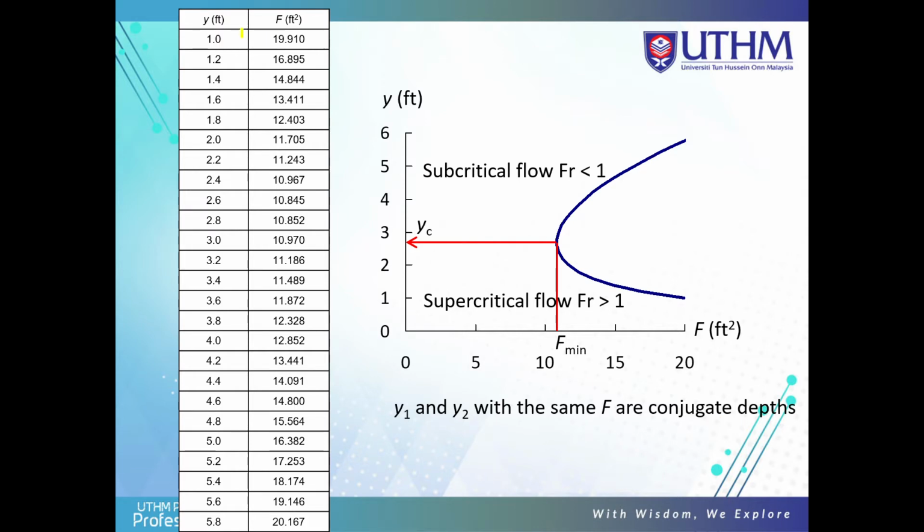To sketch the graph here, we just put the y values up to 1, 2, 5. Then we sketch the graph until we get the F minimum, so we get the yc. The F minimum, with the minimum force, gives us the critical depth. And so we can get the subcritical flow and the supercritical flow. This is an example of how to find the subcritical flow and supercritical flow using the graph.